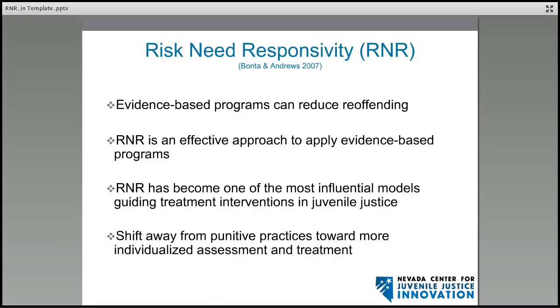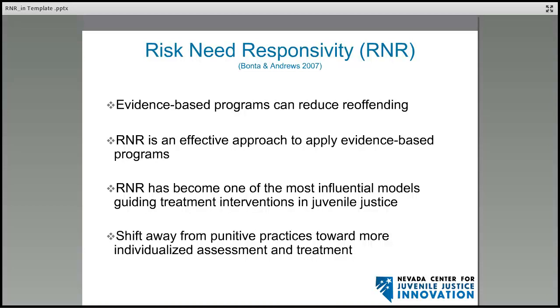Historically, the juvenile justice system struggled to identify what works to rehabilitate youth and reduce reoffending. However, research has helped identify evidence-based programs that work to reduce reoffending. In addition, research has also taught us that there is an effective way to use these evidence-based programs by applying risk-need responsivity principles. The risk-need responsivity concept, developed by Donald Andrews and James Bonta, underlies some of the most widely used risk-need assessment instruments, including the YLS.